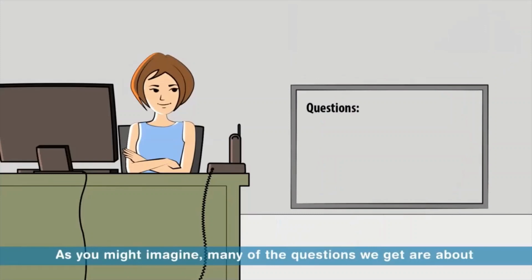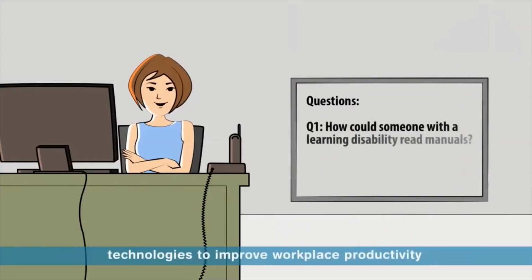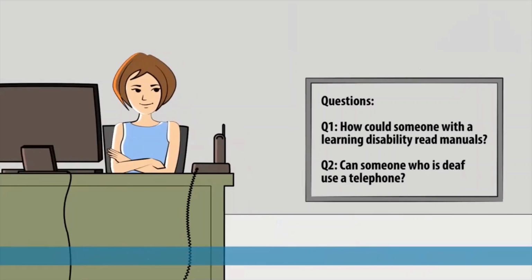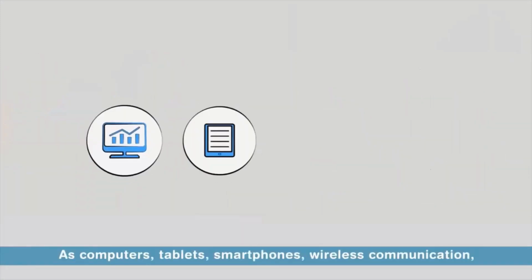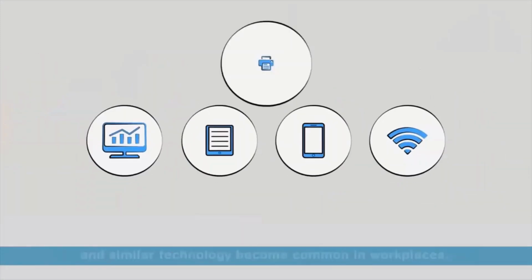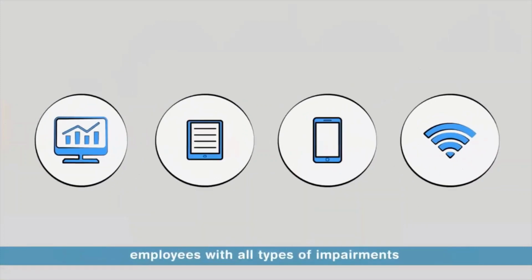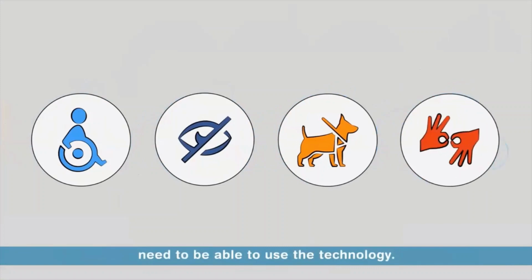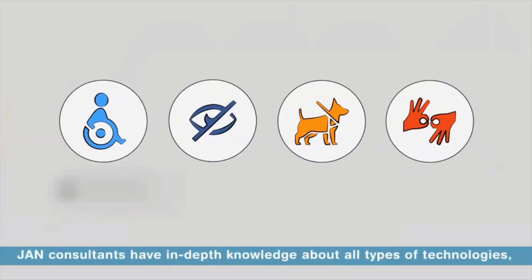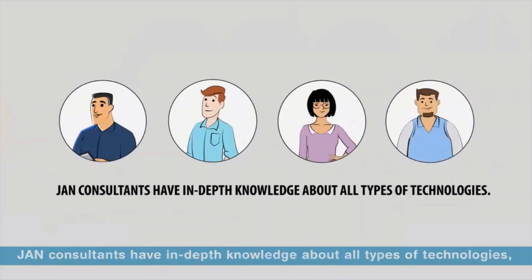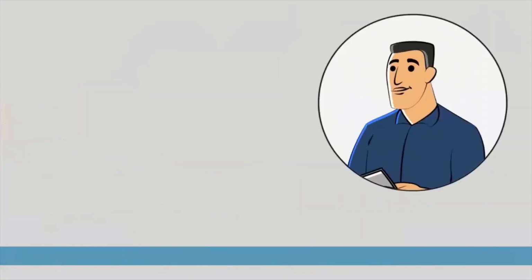As you might imagine, many of the questions we get are about technologies to improve workplace productivity for employees with disabilities. As computers, tablets, smartphones, wireless communication, and similar technology become common in workplaces, employees with all types of impairments need to be able to use the technology. JAN consultants have in-depth knowledge about all types of technologies, and we'd like to show you a few examples.